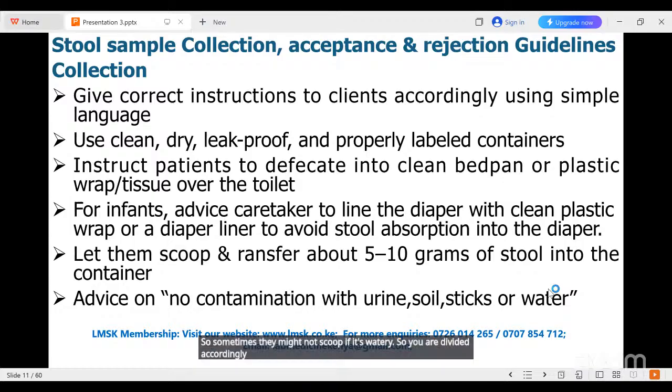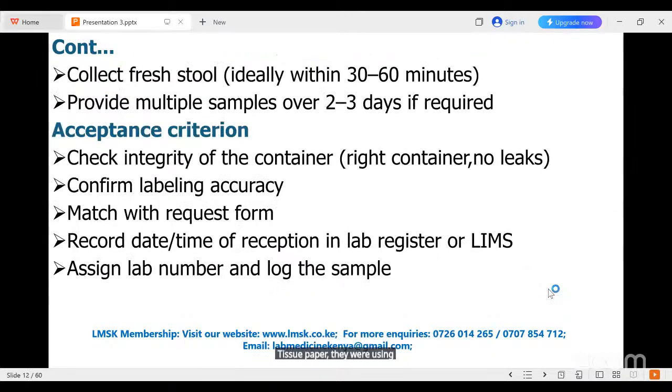And when we say 5 to 10 grams, it means that the scoop that you see in a stool collection container takes exactly 2 grams of stool sample. So if you wanted 5, they can take 2.5. And if you wanted 10 grams, they can take 5 of them. So if they take 5 scoops from that container, that is equivalent to 10 grams. Advise on no contamination with urine, stool, sticks, water, tissue paper they were using, etc.